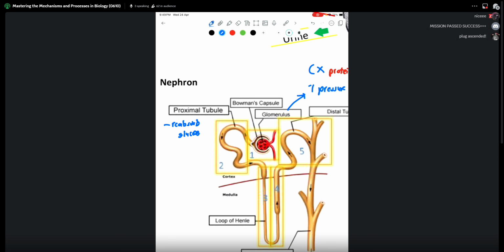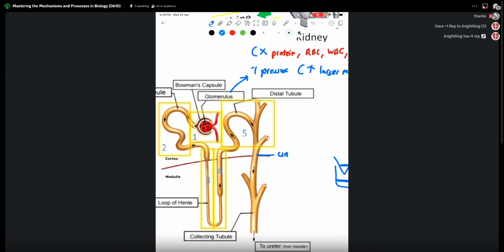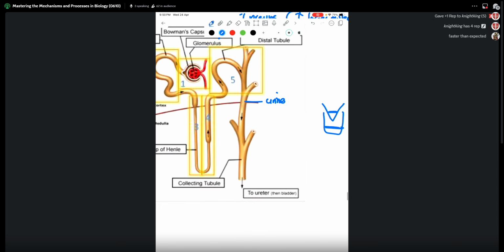So that is the key thing for selective reabsorption. Then you go to the loop of Henle, then the distal convoluted tubule, then to the collecting duct. The collecting duct is where all the urine is formed already. And then the urine will go to the ureter, the tube that links from the kidney to the bladder.